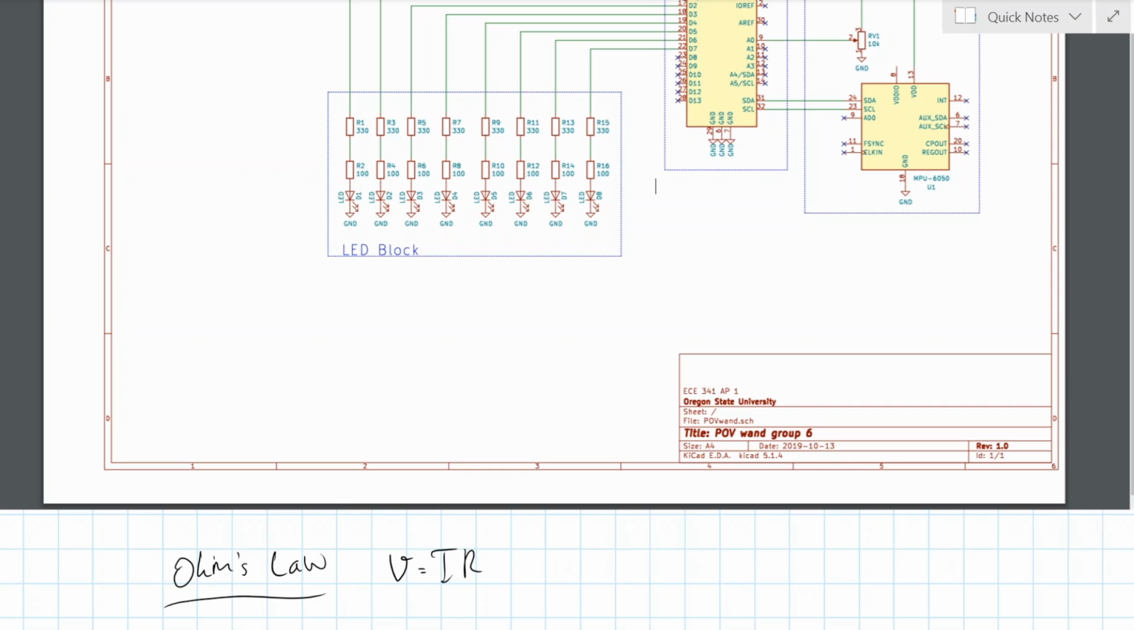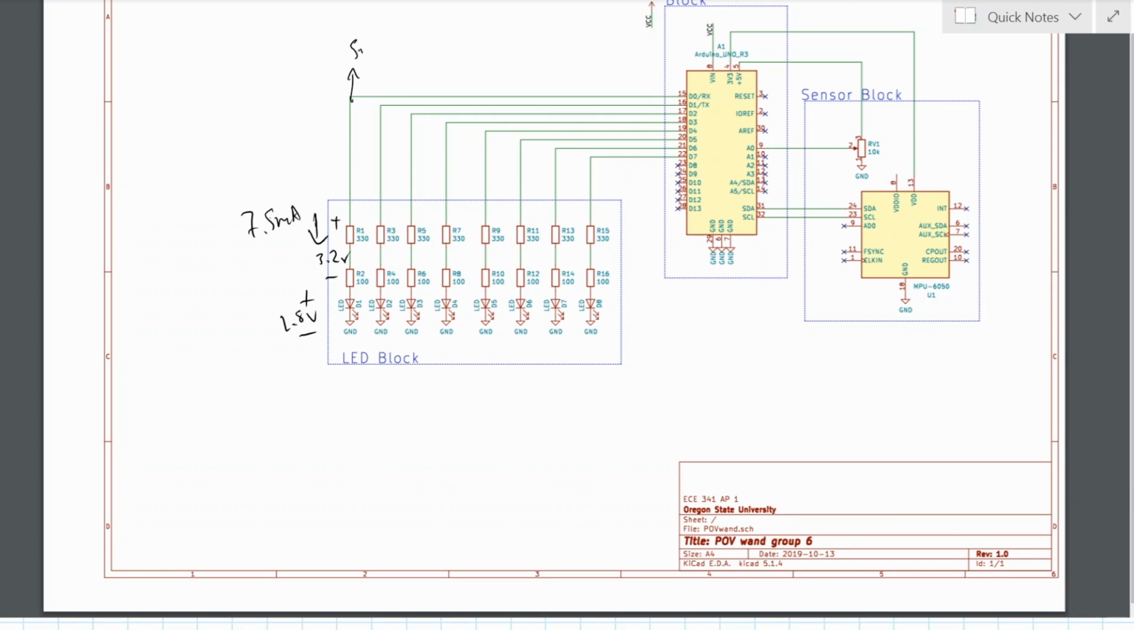From the data sheet, we know that the LEDs have a forward voltage of 1.8 volts and the current through them is 7.5 milliamps. This means to get the correct voltage and current, we need 7.5 milliamps and 3.2 volts across the resistor, assuming the microcontroller outputs 5 volts.